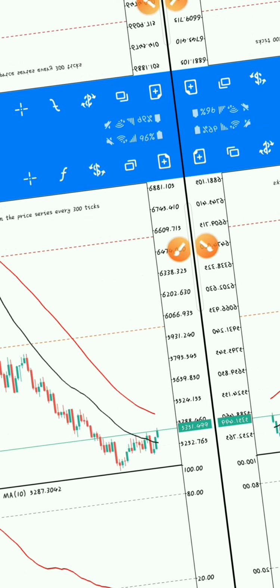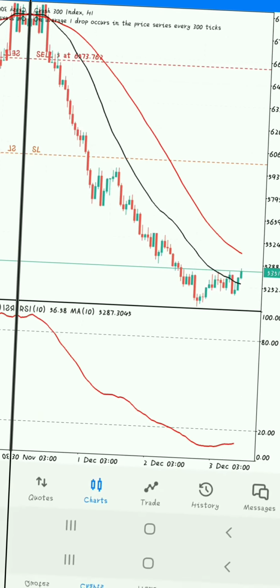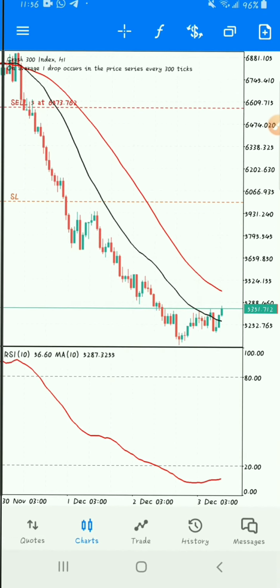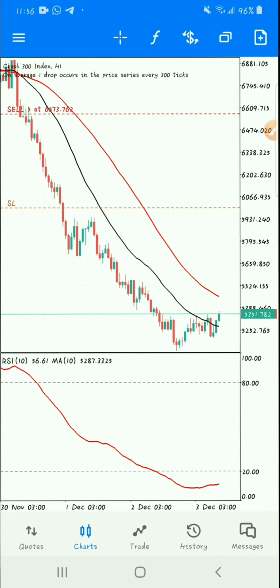A 5-minute strategy with too many effects. A lot of traders will come back. This is too many effects, guys, and today's strategy is so powerful. Today's strategy is something big. Live trade with you guys.